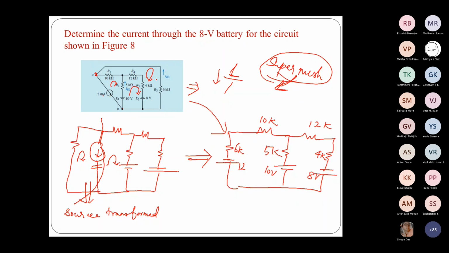Now for this given network, we are able to solve it this way. Can anyone tell me quickly the resistance matrix? So many people are there. Can anyone volunteer to tell me the resistance matrix? Obviously it's a 2 loop network for the given network.